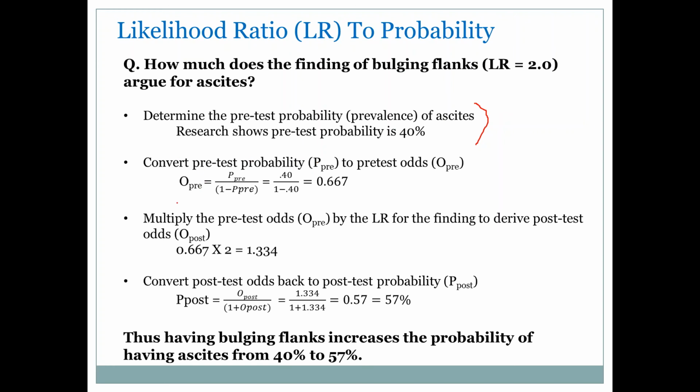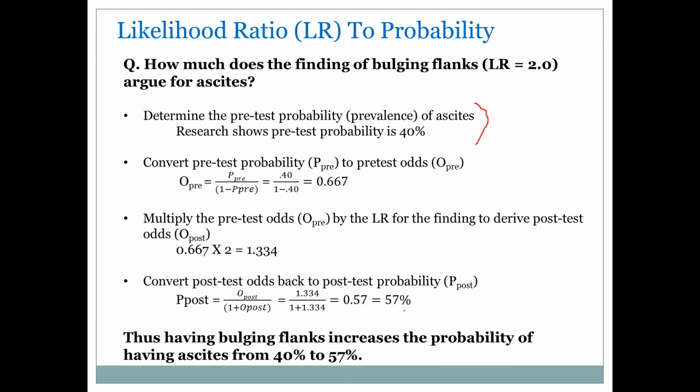So here we want to find the pretest odds. We take our pretest probability and divide it by 1 minus the pretest probability. So we have our 0.4 over 1 minus 0.4, and we get this number. Now we multiply the pretest odds, which is 0.667, by the likelihood ratio, and we get 1.334. Now we convert it back to the post-test probability. We take our post-test odds, the 1.334, and divide it by 1 plus that number. We come up with 0.57. We multiply it by 100.